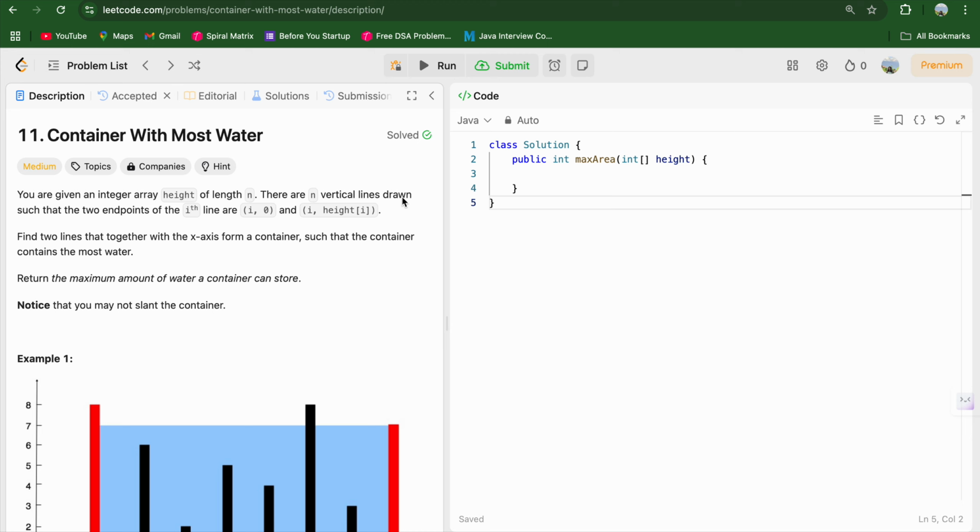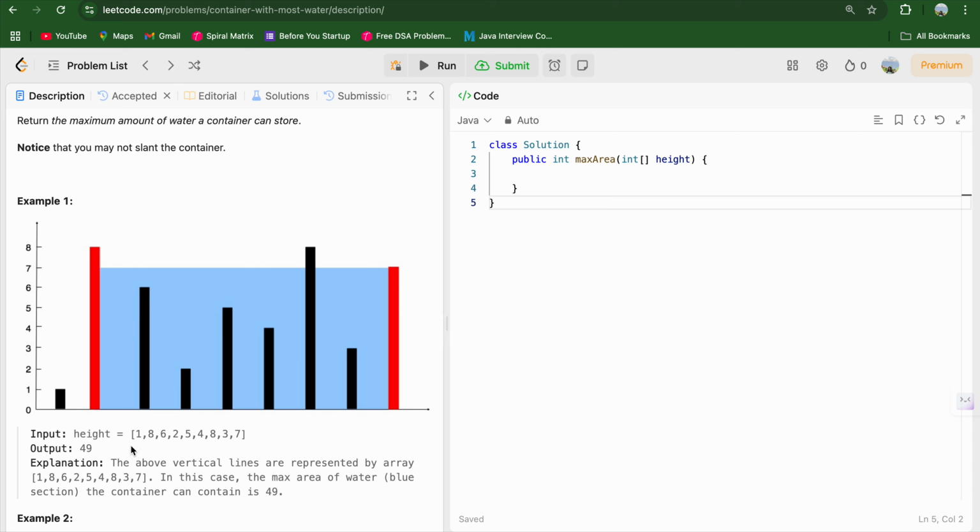There are n vertical lines drawn such that the two endpoints of the ith line are (i, 0) and (i, height[i]). So these are the vertical lines and these are represented by the array which you see here. It starts from 0 and it goes up to the height as mentioned in the array. And we need to return the maximum amount of water a container can store. So a container is something with a left boundary and a right boundary, as you can see, the ones highlighted in red. And the blue portion is the maximum amount of water that is carried, right?